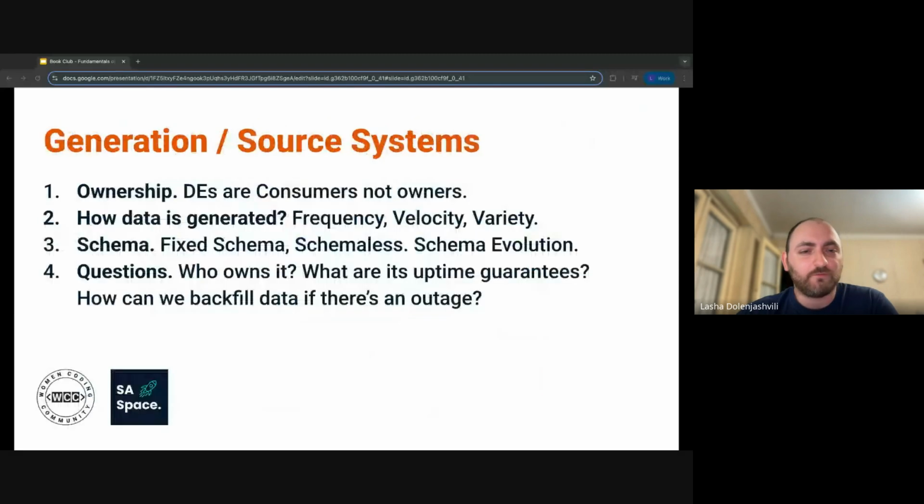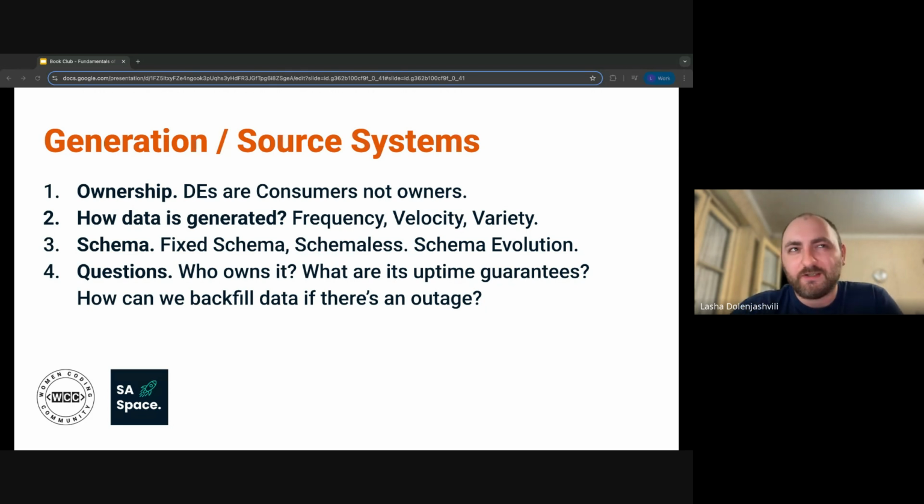Okay, so let's move on to generation. As I mentioned before, generation is the stage where data is created. In today's world, practically everything is generating data, from your mobile applications to home appliances; even a vacuum cleaner can generate data today. And here I outline the critical concepts I think are very important to know about generation and source systems. So the first concept is ownership.